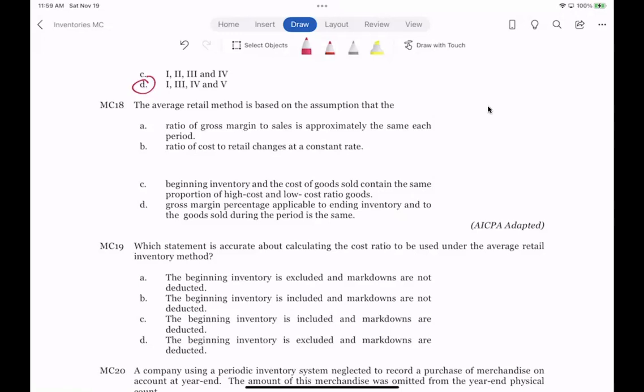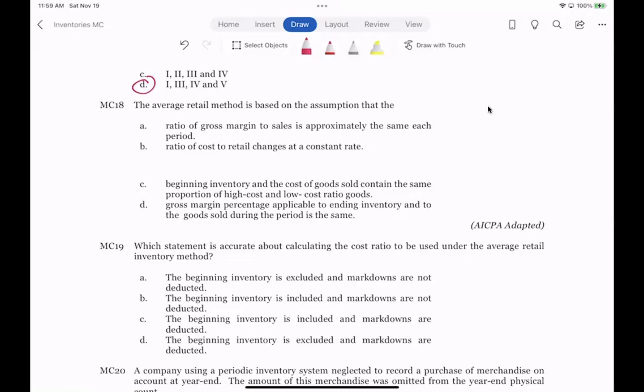The average retail method is based on the assumption that the ratio of gross margin to sales is approximately the same each period. It's not necessary. You are computing actually the cost ratio based on goods available for sale at cost and goods available for sale at retail. Ratio of cost to retail changes at a constant rate. It's not necessary. Letter C, beginning inventory and the cost of goods sold contain the same proportion of high cost and low cost ratio goods.